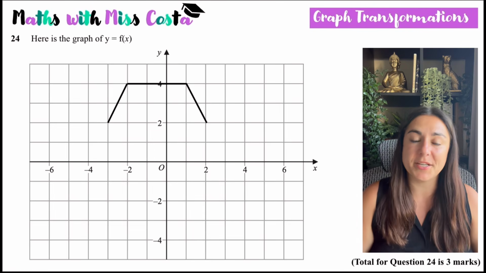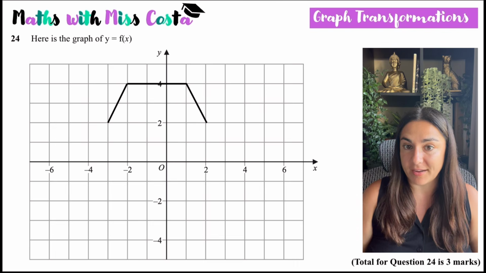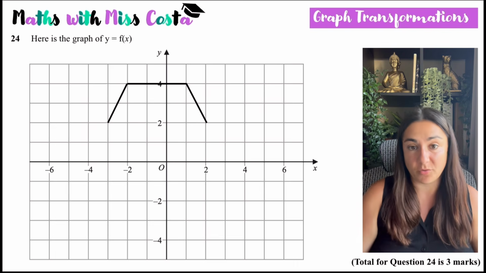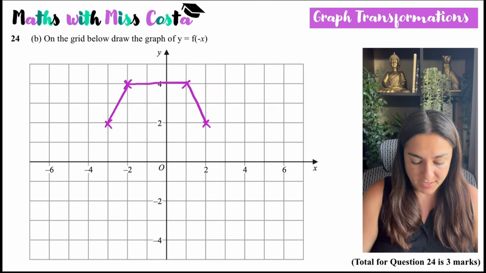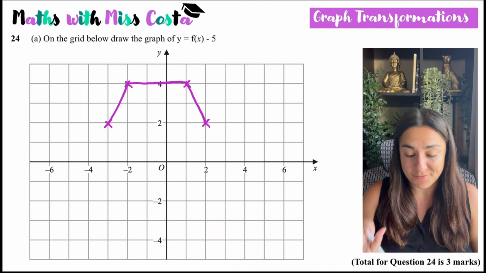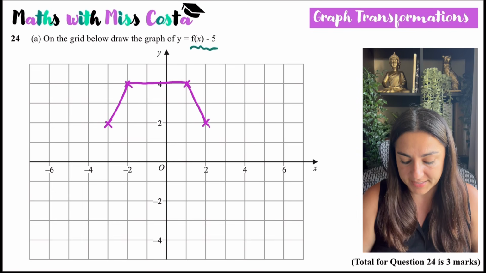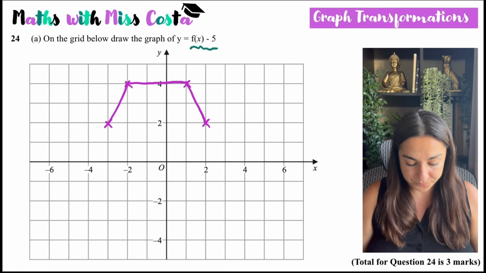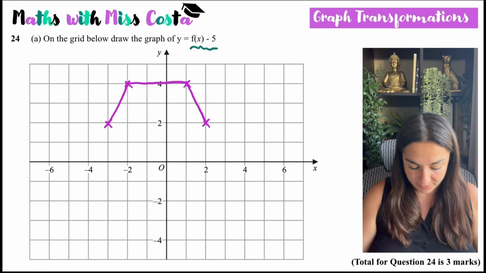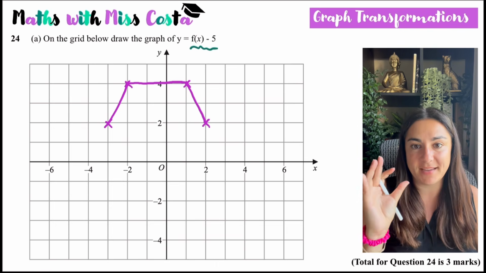Okay, so in this question I'm dealing with graph transformations. So here is the graph y equals f of x. This is what the graph of the function looks like. For the first part of the question, I'm asked to draw the graph of y equals f of x minus 5. So what is happening is happening outside of the function. The function is the bit that's inside the brackets.